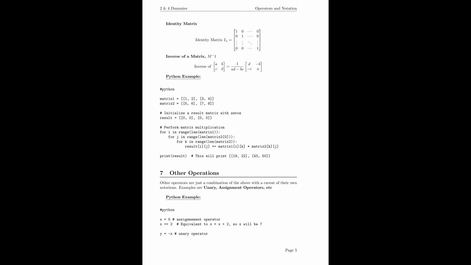So what are the other kinds of operations? The other kinds of operations are simply a combination of the above with some extra steps, and they normally have their own notations. For instance, we have a unary operator and an assignment operator. The assignment operator simply assigns a value to a variable, say x is equal to 5, and then we have another operator, x plus equals 2. This is simply x equals x plus 2, which is 5 plus 2. And then we have a unary operator there.